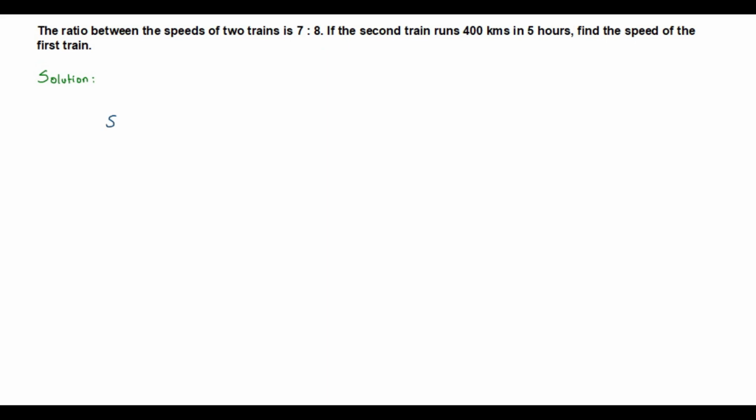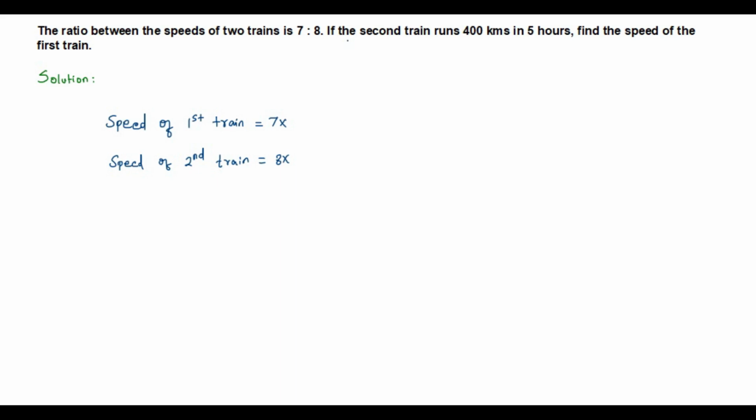That is, speed of first train is 7x and speed of second train is 8x. Once we get the value of x, easily we can find the speed of the first train by multiplying 7 and the value of x. So now our aim is to find the value of x using the other information.